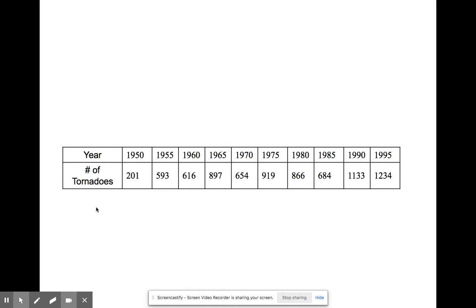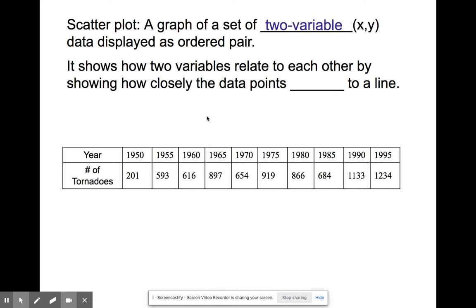So scatter plots in reality, so this is your definition on your notes, is that scatter plots are a graph of a set of two variables, your x and y, right? You have your x, you have your y, x-axis, y-axis. Data displays as your ordered pairs, which is your x and your y. That's an ordered pair. Those are your points. Those are your coordinates. It shows how two variables relate to each other by showing how closely the data points fit to a line. And we'll kind of talk about what that is called in the future as well.